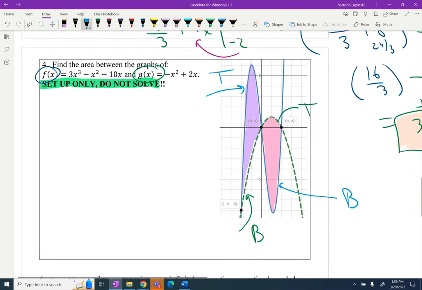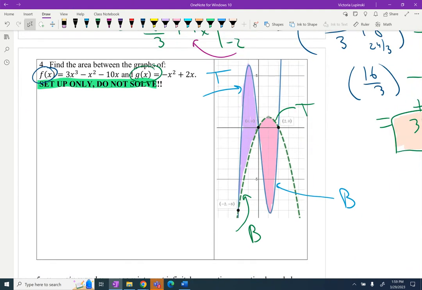So I'm going to write one integral for the purple, I'm going to write a separate integral for the pink, and I'm going to add them together. So let's do the purple one first. If I want to find this area, I'm doing the purple first. Look at the purple region. From what x to what x? -2 to 0. Again, this is the purple part right here, -2 to 0.